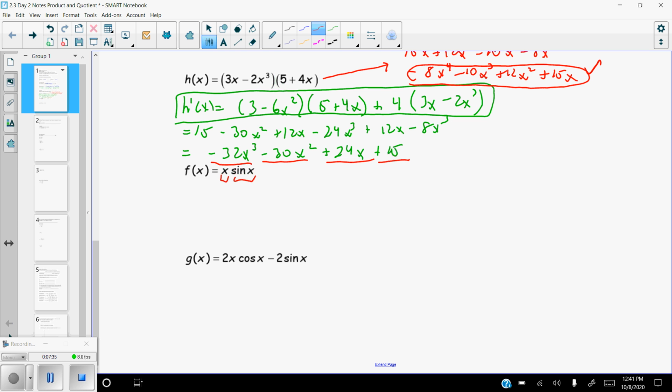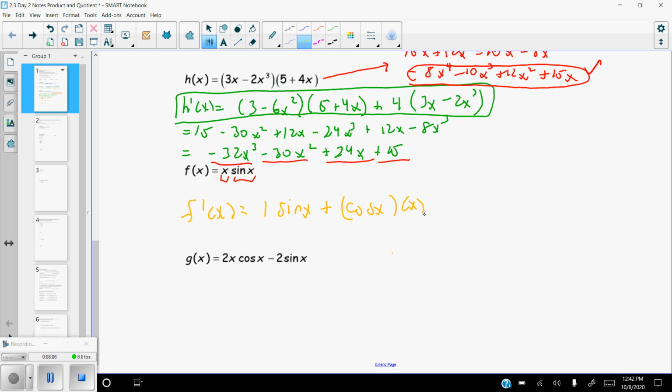And this is also why I gave you the derivatives of sine and cosine, because we'll use these in the next two problems. So if I want to take the derivative of f according to our product rule, it is the derivative of the first function. The derivative of x is 1 times the second function plus the derivative of the second function, which is cosine of x, times the first function, which is x.